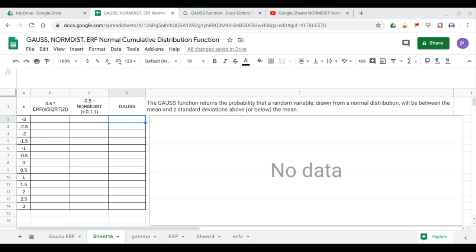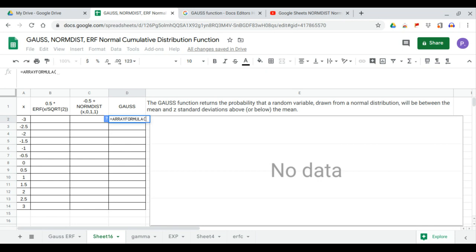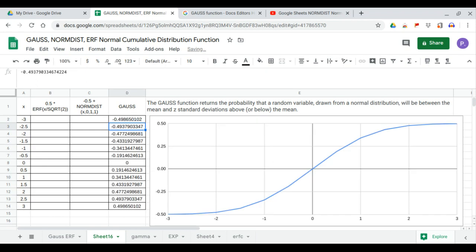The Gauss function returns the probability that a random variable drawn from a normal distribution will be between the mean and z standard deviations above or below the mean. So let's generate the Gauss function from this range of x values. So this is our formula, Gauss of the x values. So here you have the Gauss function from -3 to +3.